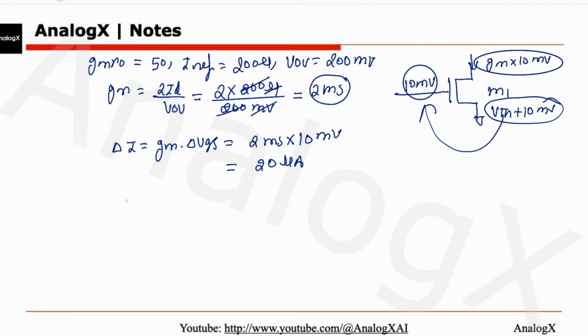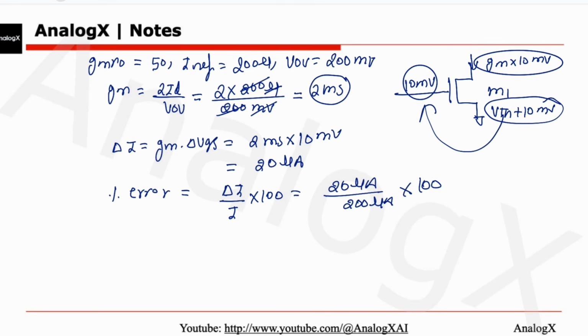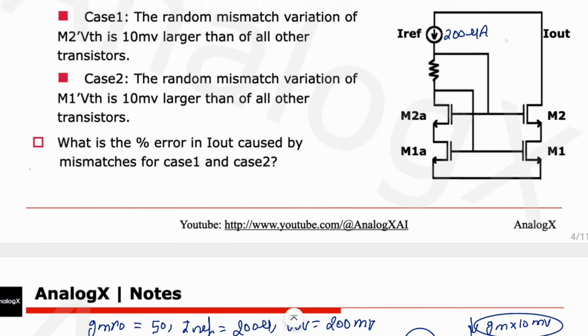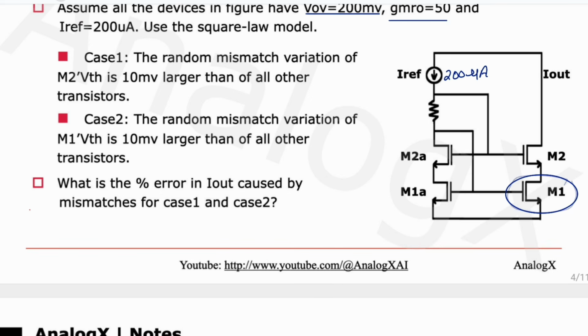So that will be 20 microampere. Now what will be the percentage error? Percentage error will be delta I by I into 100, so that is 20 microampere divided by 200 microampere into 100. So that is 10%. This error is 10%. So due to mismatch in the Vth of this transistor, there will be some 10% error in this output current.